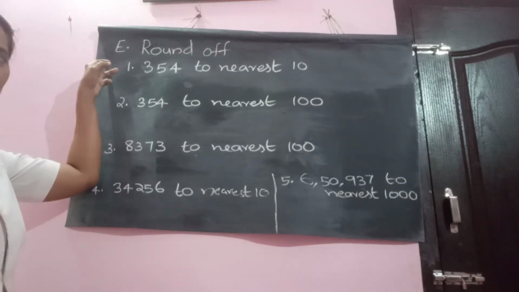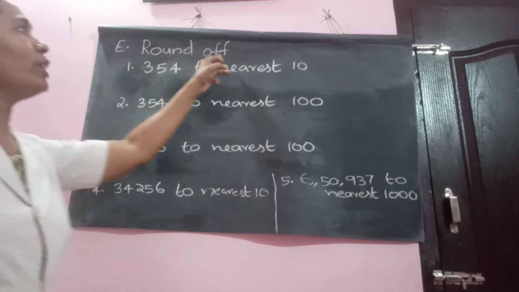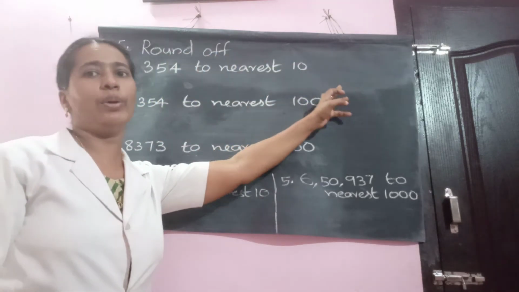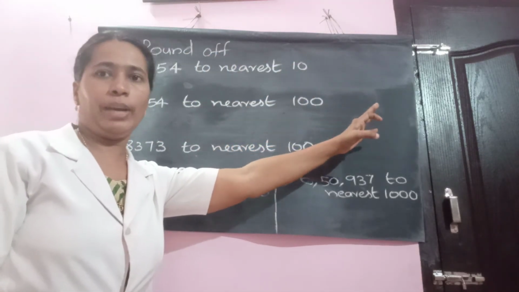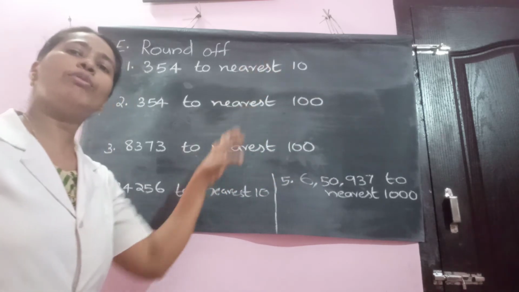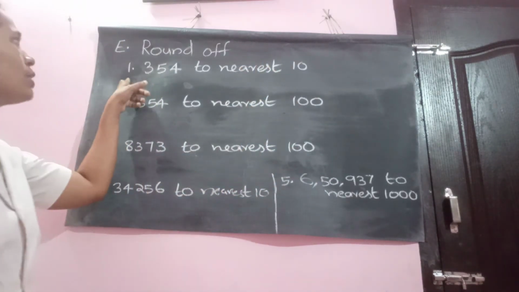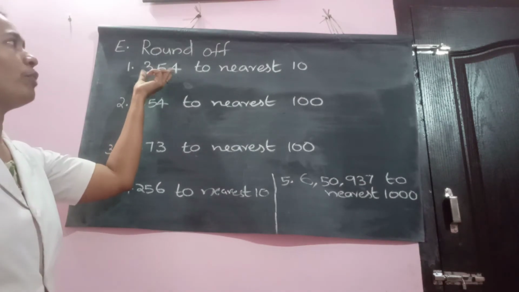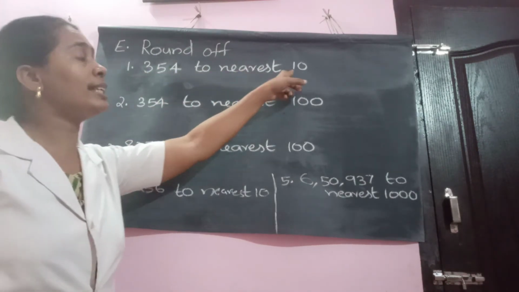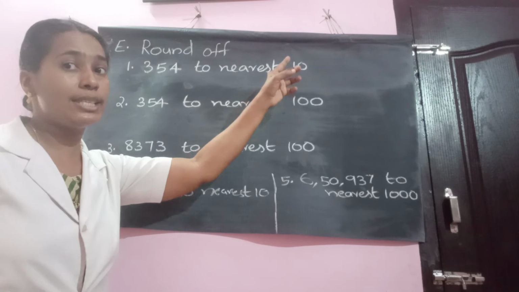Let us move to question E. Round off the following numbers according to the given question. There are only 5 questions. Easy ones for you. The first one is 354 to the nearest 10.